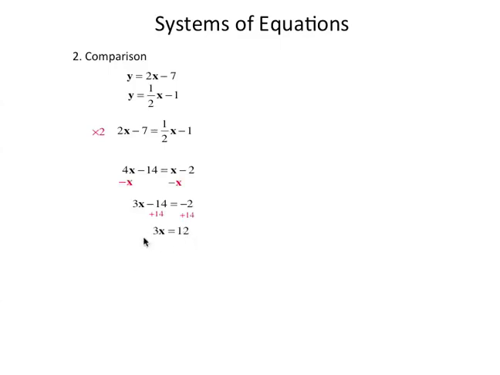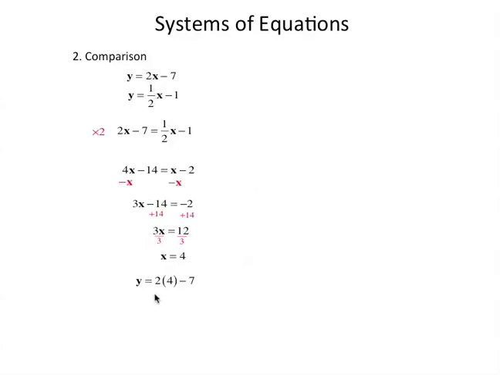All right, now the only thing stopping the x from being alone is this 3, so we're going to divide both sides by 3. And that gives us x is equal to 4. Then we're going to feed that back into one of our equations and solve for y. I'm going to take the top one because it has no fraction. But even if I take the bottom one, 1/2 of 4 is 2, take away 1 is 1.